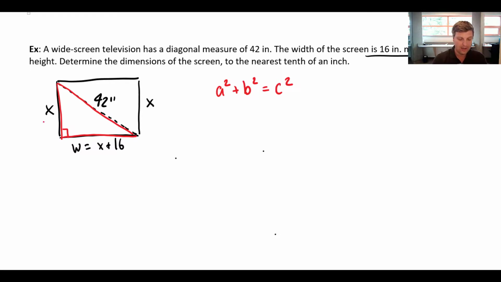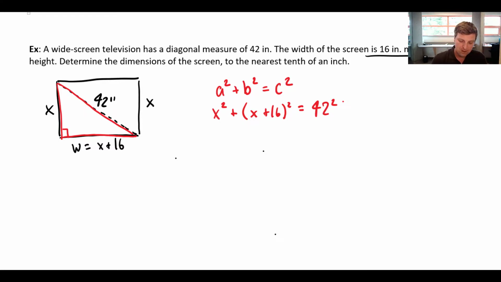Let's say I call a this side here, so this becomes x squared plus x plus 16 squared, so that's a and that's b, is going to equal 42 squared. Well, I can see already this is going to turn into a quadratic equation, an equation with a degree of 2. I'm going to need to collect all the like terms. I need to bring everything together.